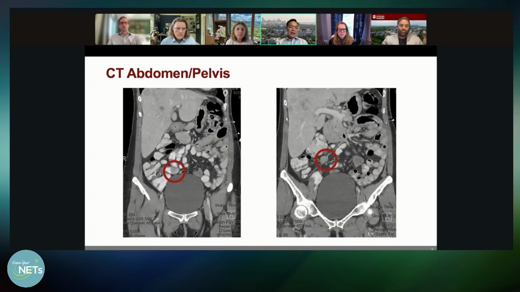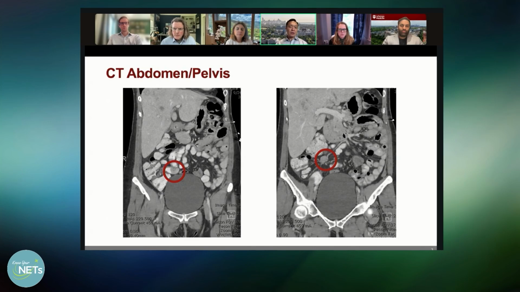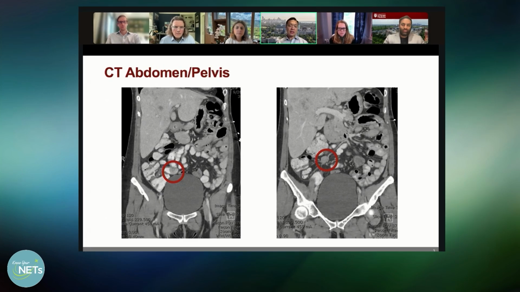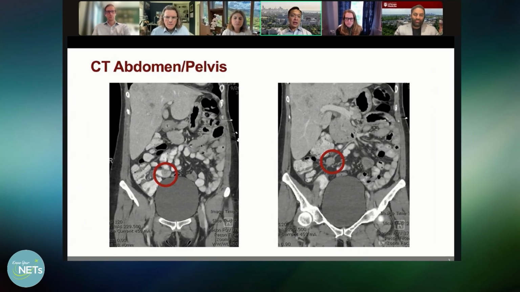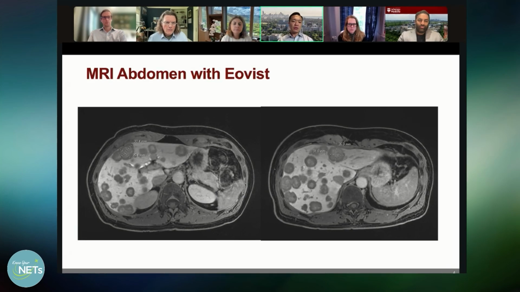So if you look at her CT abdomen pelvis, on the left-hand side, in the circled area, that's where the terminal ileal lesion is. It's like a 2 by 3 centimeter lesion. And on the right-hand picture, you see one of the examples of the mesenteric lymph nodes that she has. And this is her MRI abdomen, done with Eovist contrast, a hepatobiliary phase contrast, which produces clear pictures of the liver lesions, as you can see here. Just to show you two representative cuts of her MRI abdomen with Eovist.